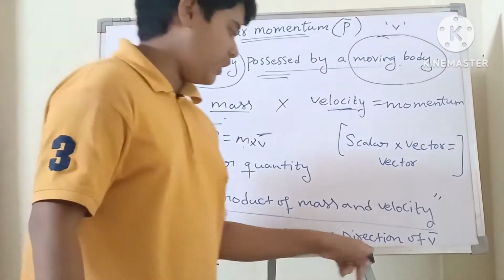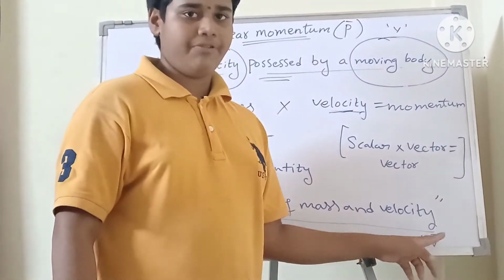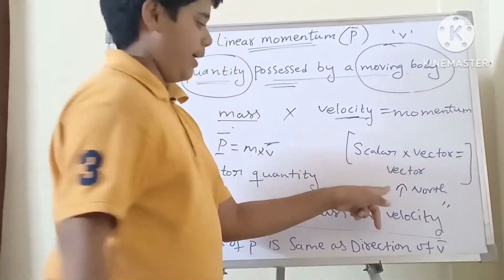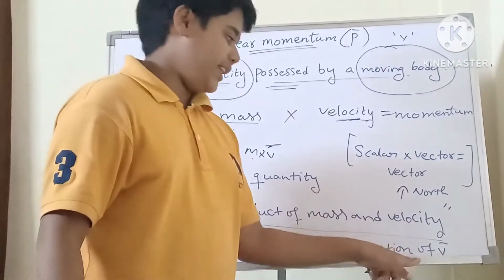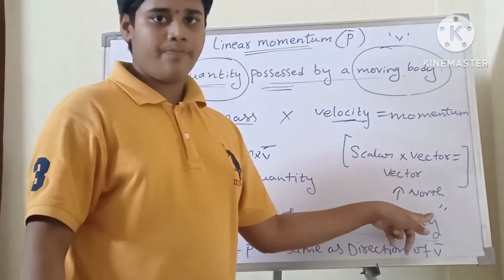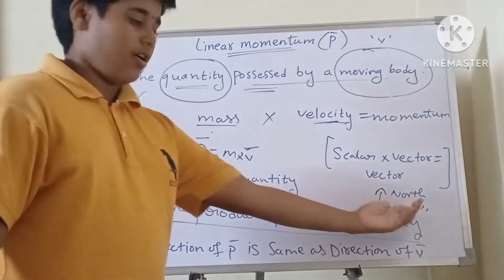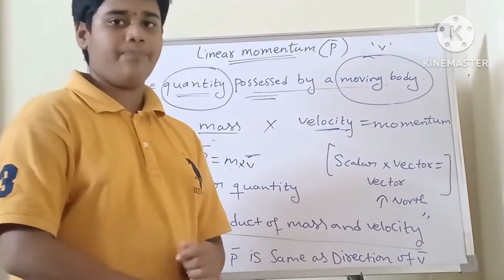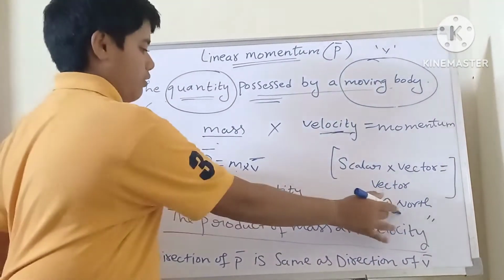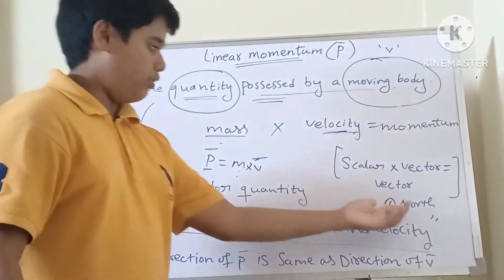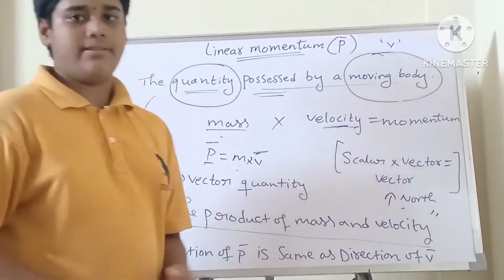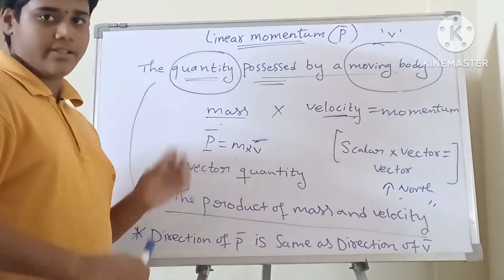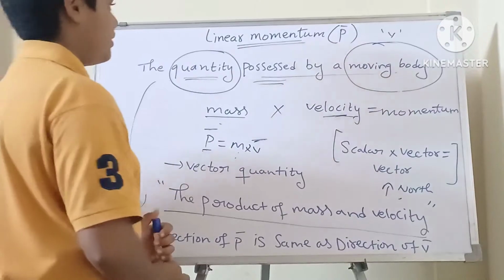For example, I am taking the direction of velocity v bar as north. We are multiplying mass into north, so we will get the direction of momentum as north only. We are multiplying scalar into vector, so this direction remains, because mass does not have a specific direction. This is linear momentum.